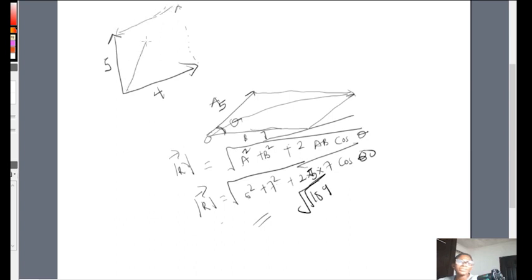So this is their resultant. Don't forget this place will also be 5. This place will be 4. So since it's inclined at 90 degrees, you can use the Pythagoras theorem to get the resultant.